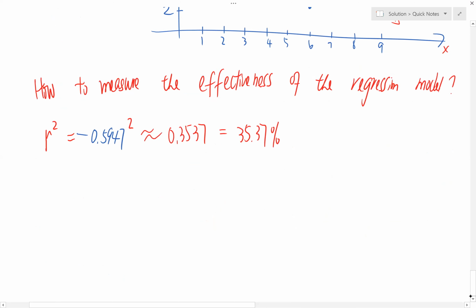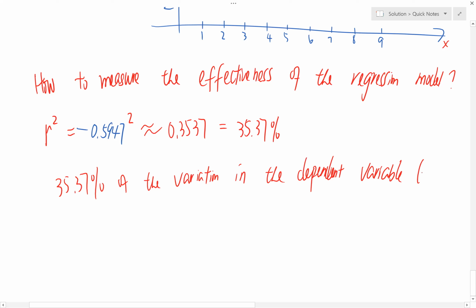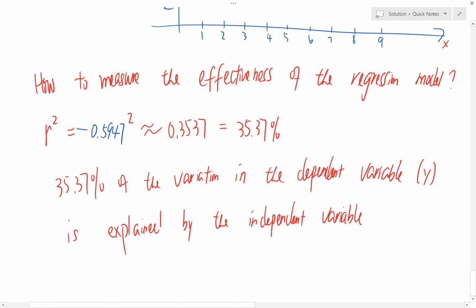So what this tells us is that 35.37% of the variation in the dependent variable y is explained by the regression model, or you could say either way, explained by the independent variable x, or by the regression model. Either wording is good.